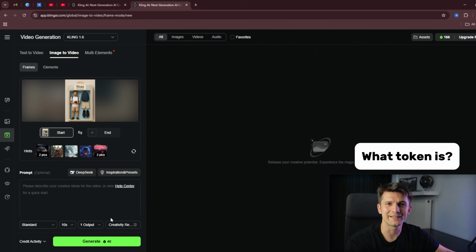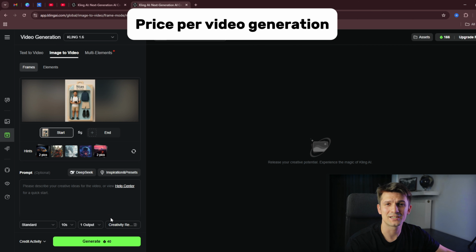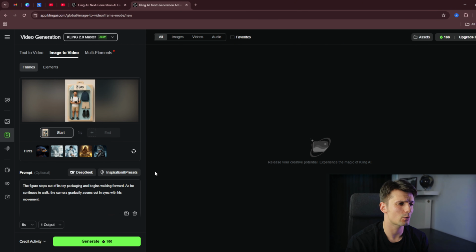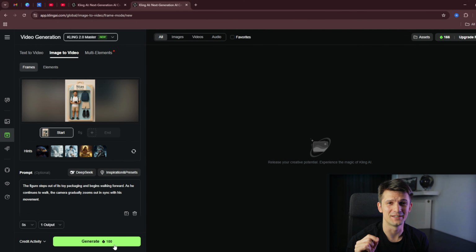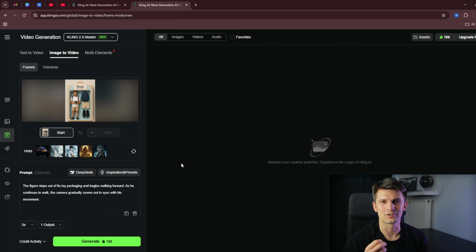If you don't know what a token is, a token is a small piece of data required to generate the output. In this case, it's a video. In the case of ChatGPT, it's text or a picture. So I look at it as a price per video. And as you can see, version 2.0 requires 100 tokens. At today's price, that's around $1, which is very expensive for one video. That's why we will use version 1.6, as we have more chances to generate the results a few times if we don't like it on the first try.